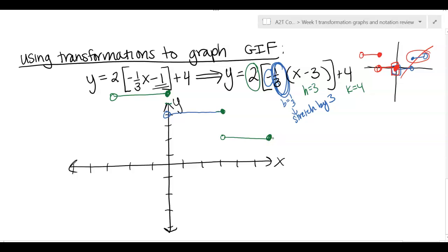And so you can really see them here, looking at this original parent function we had for the step graph, you can visually see the reflection in the way that the steps go. You can see the vertical stretch because this distance they are apart is now 2. You can see the horizontal stretch because the steps are much longer horizontally, and you can find that position of 3, 4 on here as a starting point.